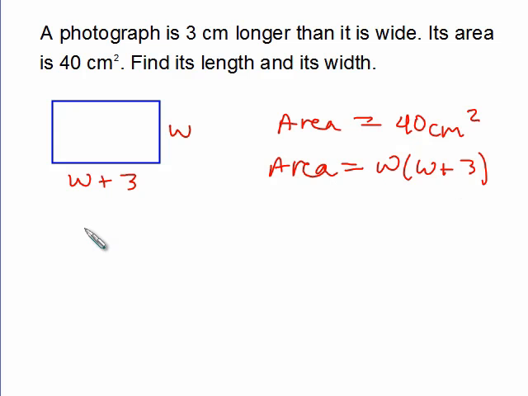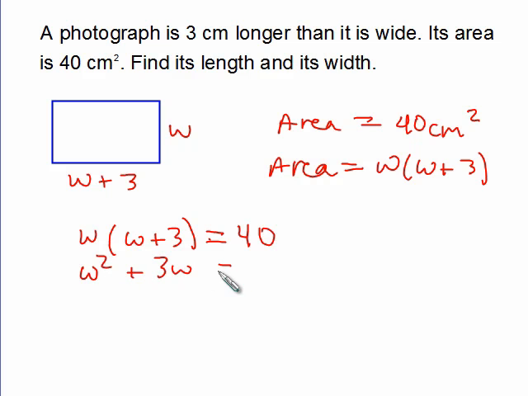Since both of these are the area, then I can create an equation saying that W times W plus 3, which is my area, must equal 40, which they told me is the area. So to solve this, I'll simplify the left side first, giving me W squared plus 3W equals 40. And you see we have a polynomial.